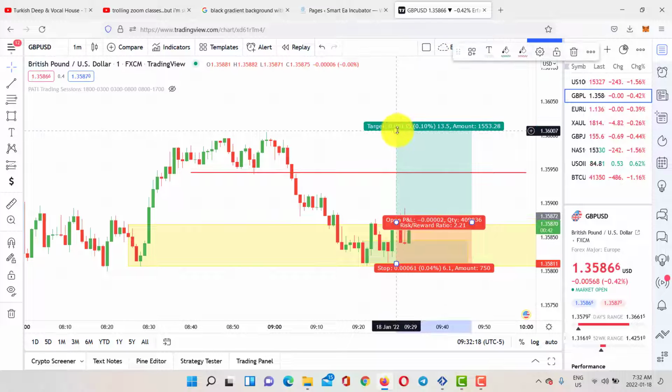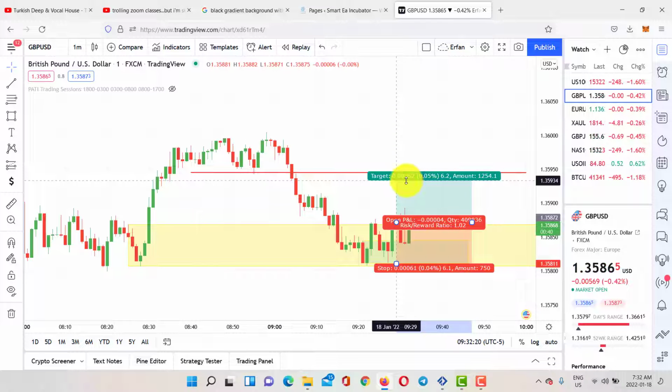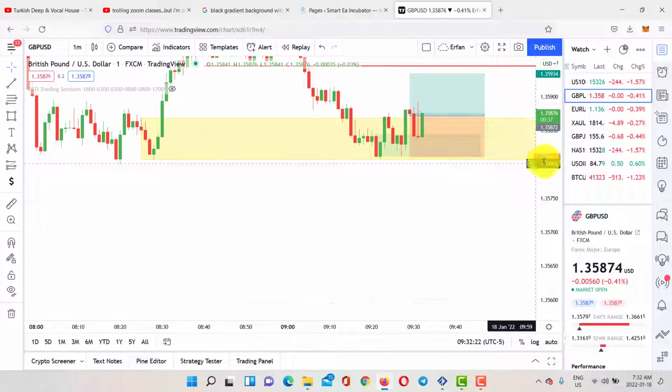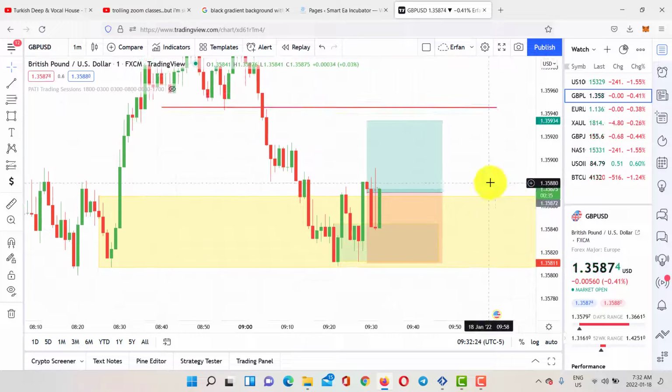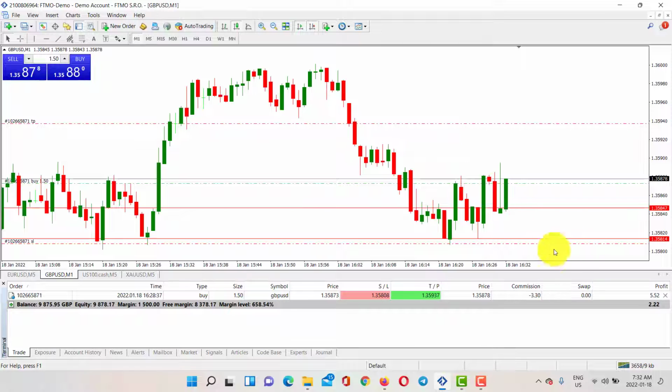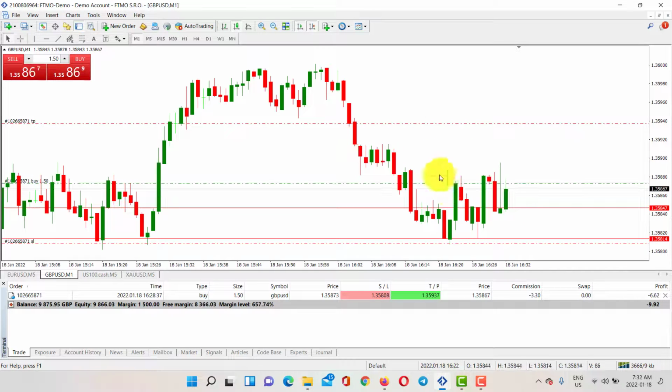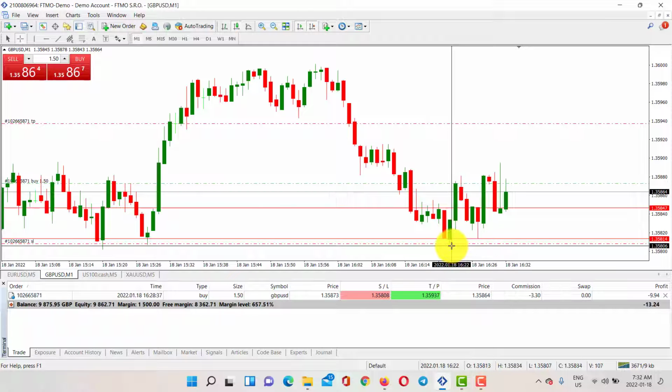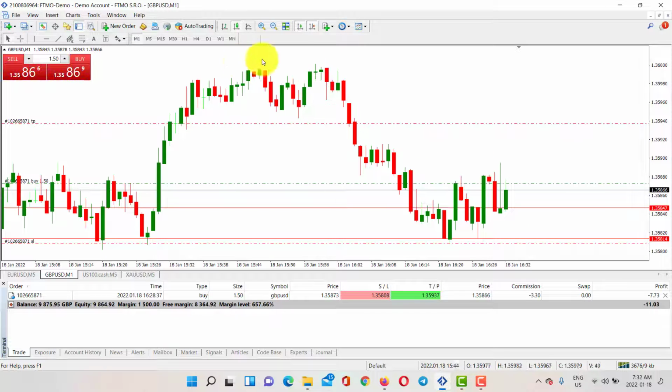But I'm not gonna hold my trade up to here. I close it here 1-to-1, and then I'm done for the day. That's the reason, guys, for a strong order block trying to create higher highs and higher lows to change the direction of the market and grab all the liquidity in the resistance area. But let's see what happens.